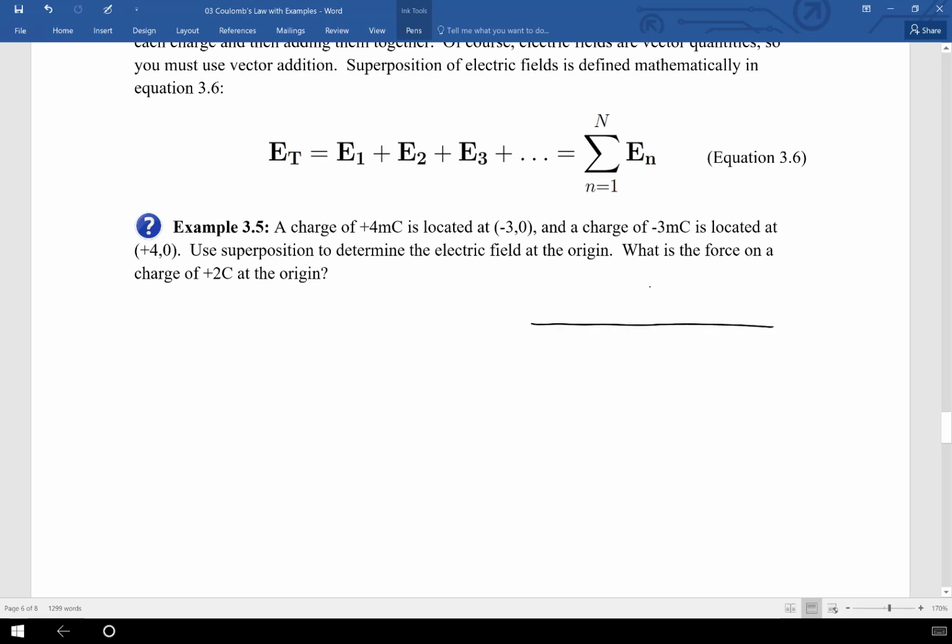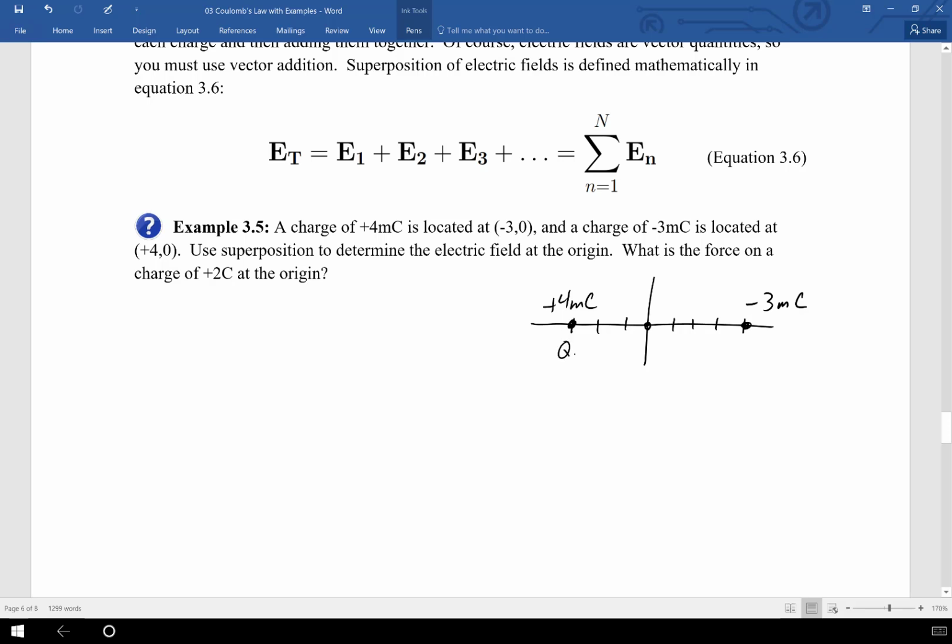So let's draw a little sketch here. So 1, 2, 3. I have a charge that's here, and that's plus 4 millicoulombs. And I go 1, 2, 3, 4, not necessarily to scale. And this one is negative 3 millicoulombs. And the question is, what is the electric field at the origin?